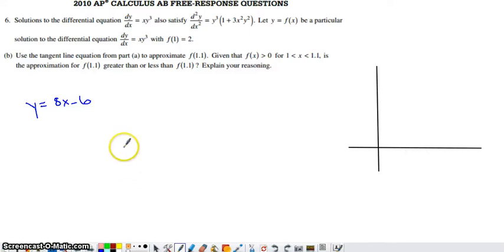So here we'll check out part B of number 6 from the 2010 AP exam, and it wants us to use our tangent line equation from part A. And I've already jotted that down on this screen here, tangent line's equation, y equals 8x minus 6. And we want to use that equation to approximate f of 1.1.